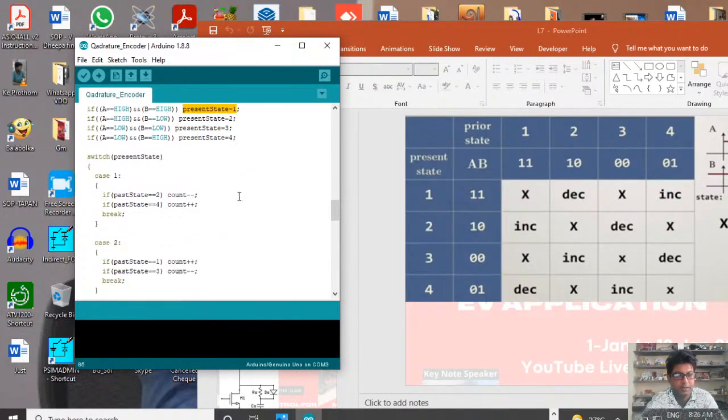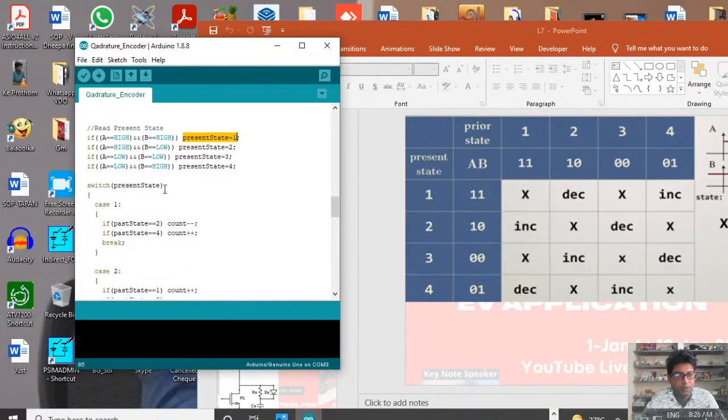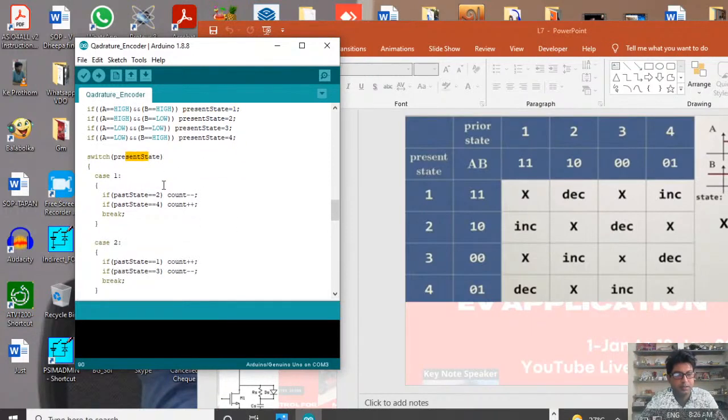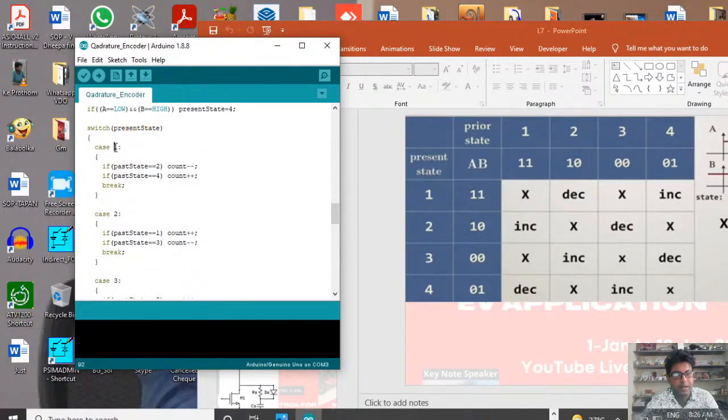Now I am using a switch case on the present state. If the present state is 1 and past state is 2, I have to do the decrement. You see, I have used count minus. If the present state is 1 and past state is 4, I have to increment. You see, I have incremented.